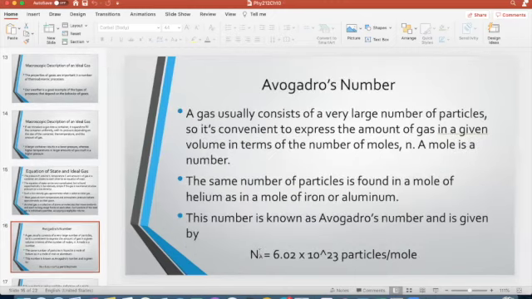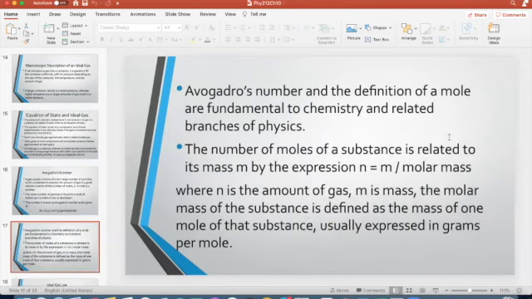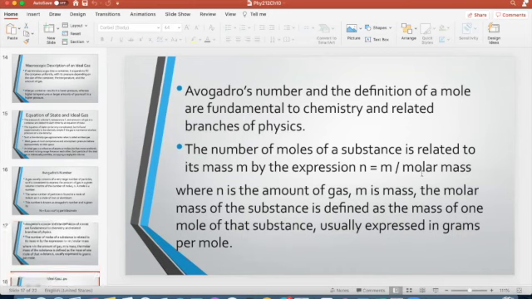Avogadro's number is 6.02 times 10 to the 23rd power, and this is a representation of the particles per mole inside of a certain gas, or a number of particles. So you've been introduced to Avogadro's number before if you've already taken chemistry and maybe even biology as well. The number of moles is expressed by n, which is the mass over the molar mass. The molar mass of a substance is defined as the mass of one mole of that substance, and it's usually expressed in grams per mole.